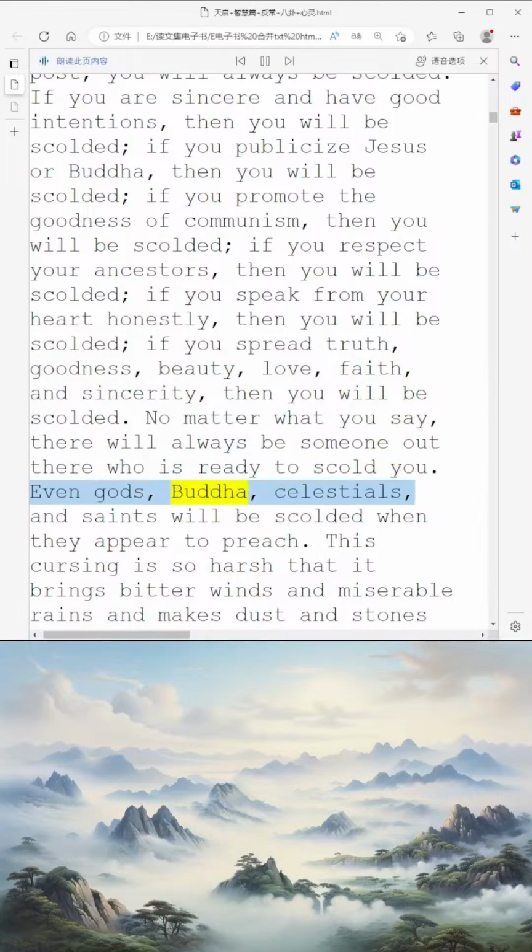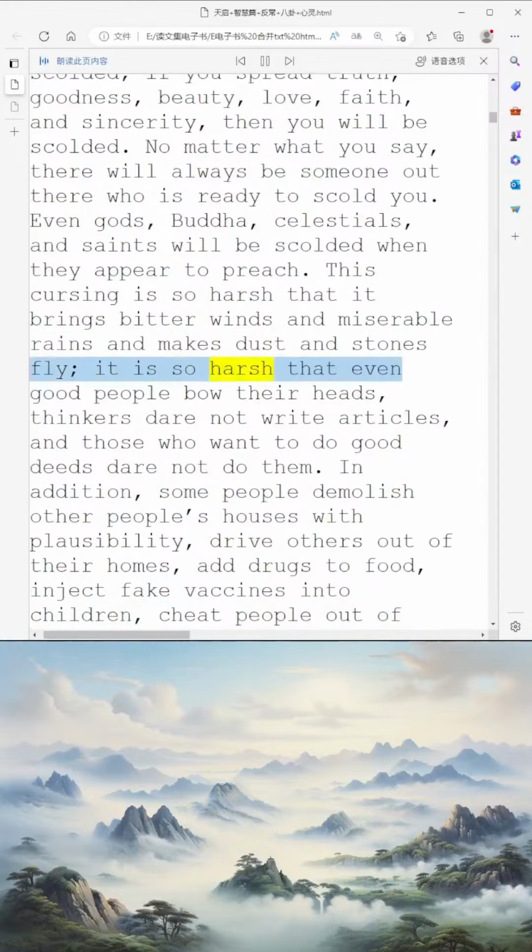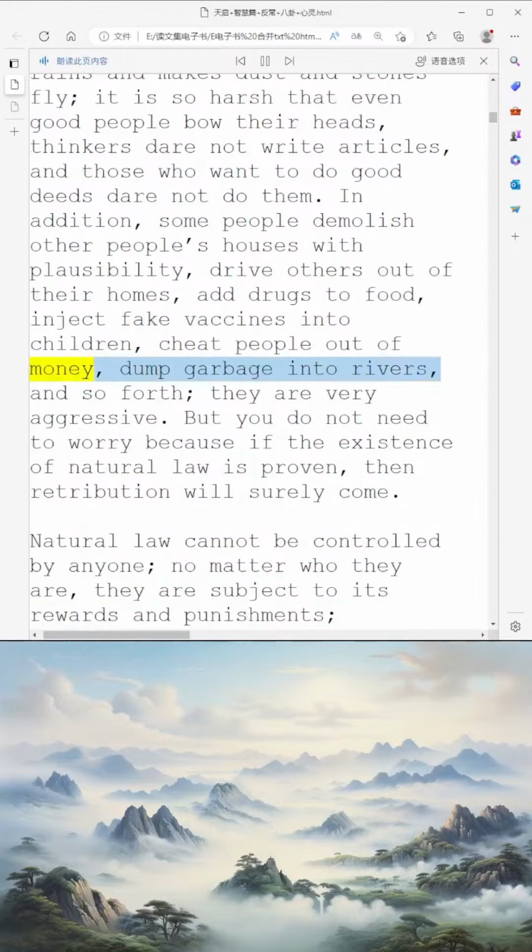Even gods, Buddha, celestials, and saints will be scolded when they appear to preach. This cursing is so harsh that it brings bitter winds and miserable rains and makes dust and stones fly. It is so harsh that even good people bow their heads, thinkers dare not write articles, and those who want to do good deeds dare not do them. In addition, some people demolish other people's houses with plausibility, drive others out of their homes, add drugs to food, inject fake vaccines into children, cheat people out of money, dump garbage into rivers, and so forth.